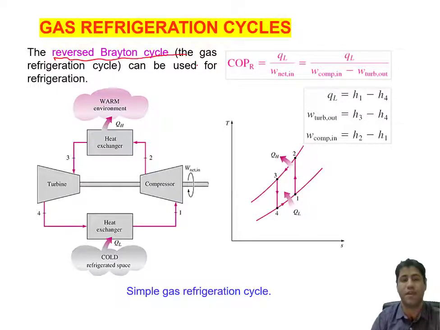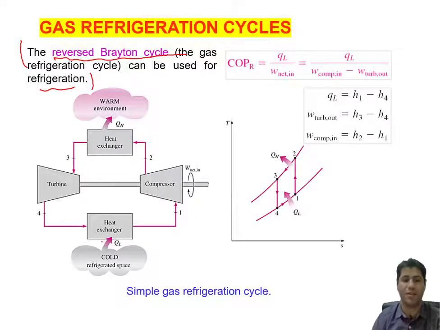A reverse Brayton cycle, which is the gas refrigeration cycle, can actually be used for refrigeration. The Brayton cycle, which you already know from previous chapters, is the ideal cycle for gas power systems or gas power cycles. For the gas refrigeration cycle, we have it reversed, right? We call that the reverse Brayton cycle. And the only difference between this cycle and the Brayton cycle is the direction of the working fluid.